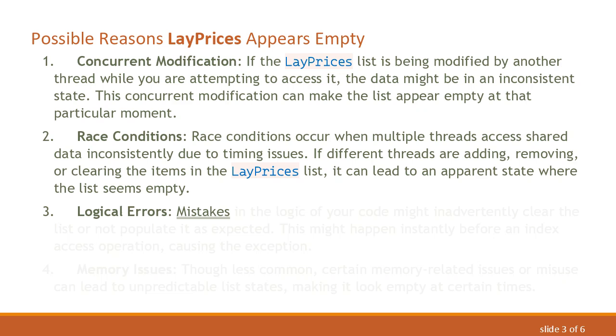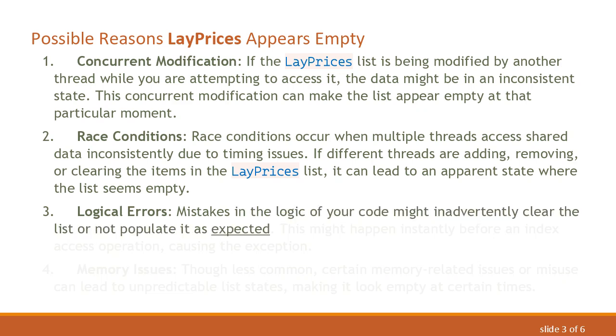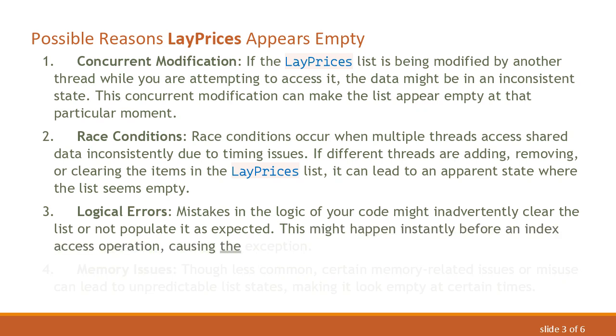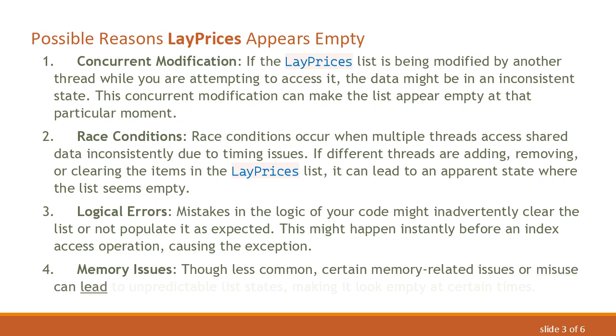Logical errors. Mistakes in the logic of your code might inadvertently clear the list or not populate it as expected. This might happen instantly before an index access operation, causing the exception. Memory issues. Though less common, certain memory-related issues or misuse can lead to unpredictable list states, making it look empty at certain times.